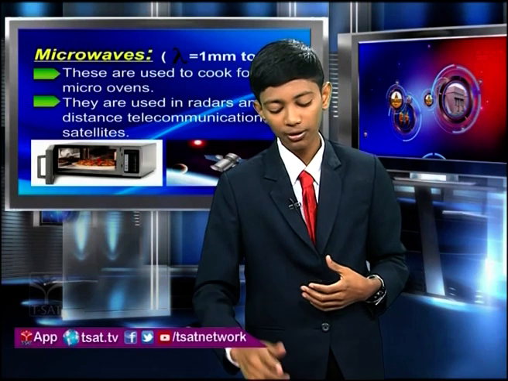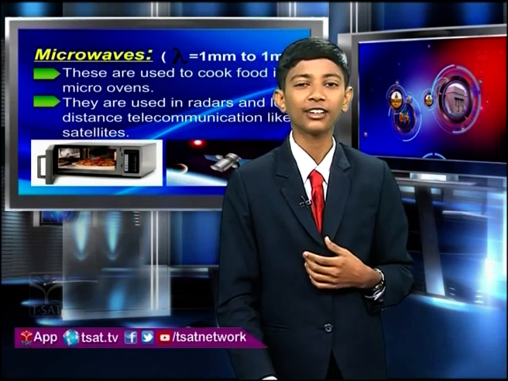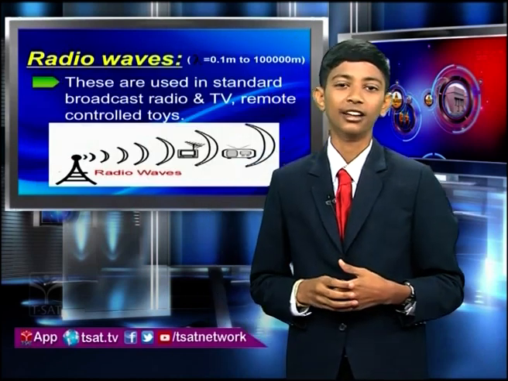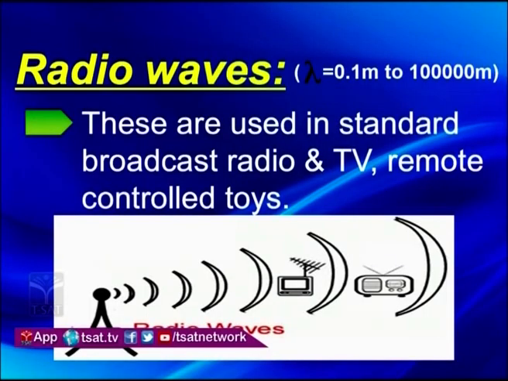Now let's move to the last kind of electromagnetic waves. They are radio waves. These radio waves are particularly used for standard broadcast radio and TV, and they are used for air traffic control, and for navigation, and even for remote control toys. So there are many uses for these radio waves.